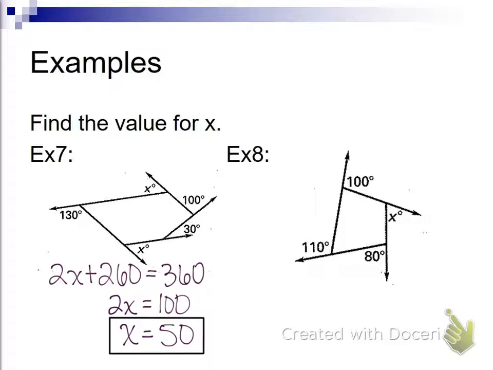All right, on number 8. Again, if we're adding up all these angles, they should get set equal to 360. So I would have x plus 290 equals 360, which means x equals 70.